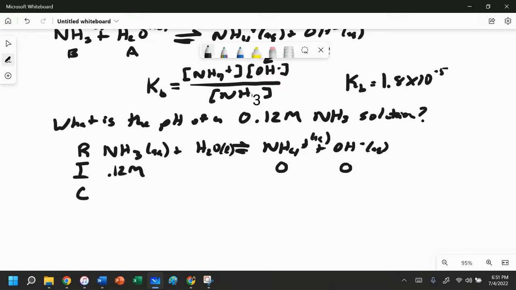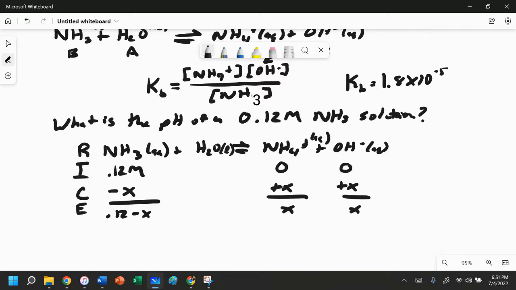So change. Well, we're going to lose some ammonia in this equilibrium. We're going to gain some ammonium in the same stoichiometric ratio, so plus X. And then hydroxide, we're also going to gain plus X. Our equilibrium amount is 0.12 molar minus X, X for the ammonium and X for the hydroxide.